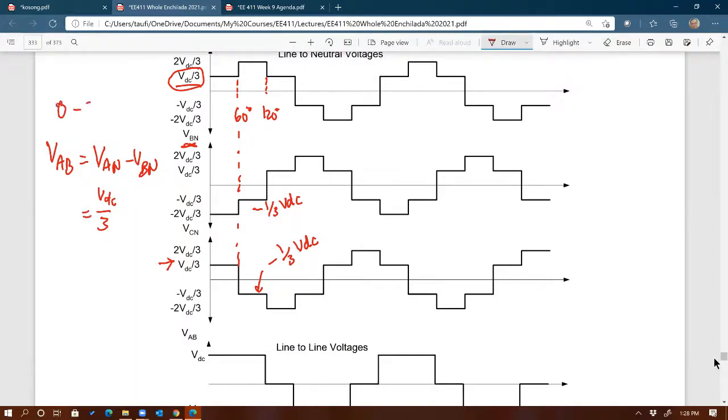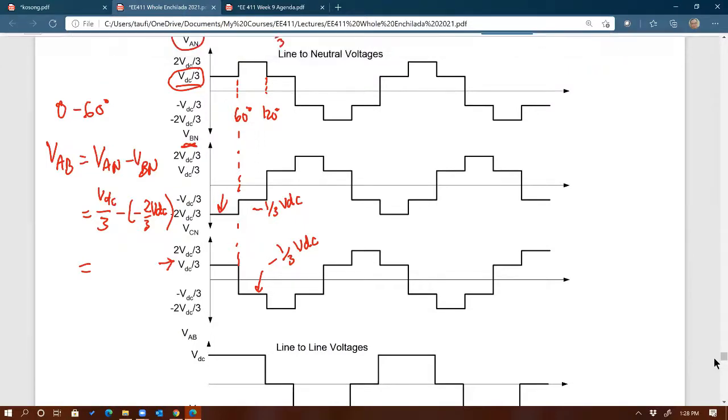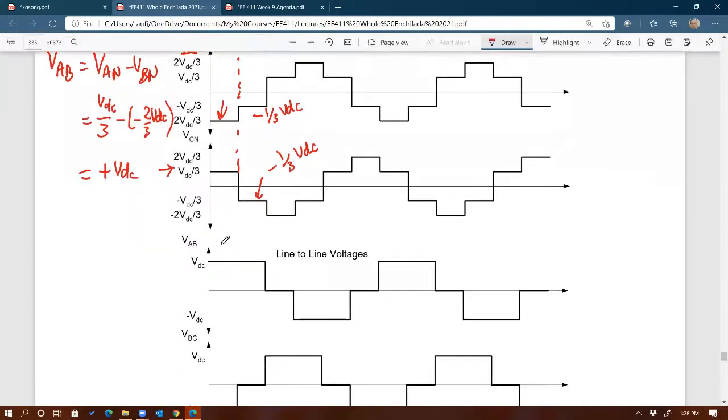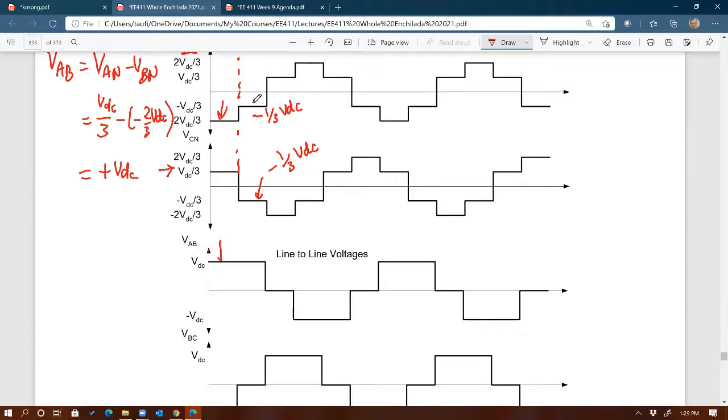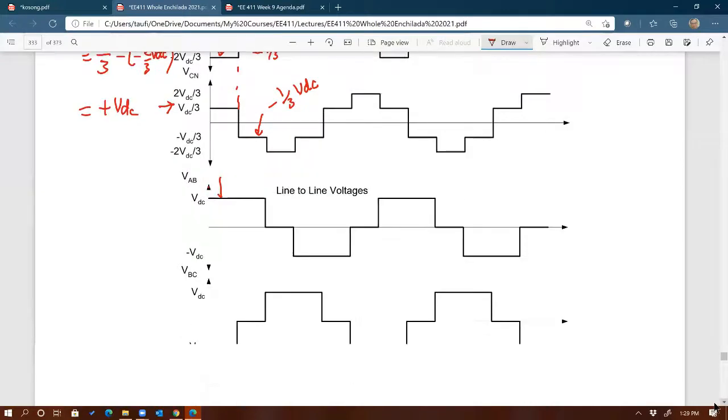I'm doing 0 to 60 degrees, okay? And then what is VBN? Well, VBN right now is minus 2/3 of VDC. So go ahead and do the subtraction. What do you get? You get plus VDC. You agree? So from 0 to 60 degrees, if I were to draw VAB, it should be plus VDC at this point. See that? Right there, plus VDC. And so on and so forth. So you can do the subtraction segment by segment, to give you VAB, VBC, and VCA.